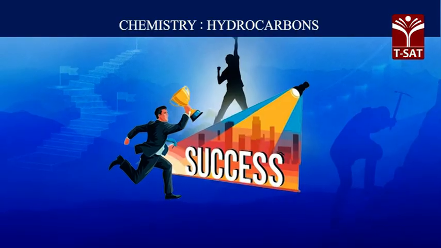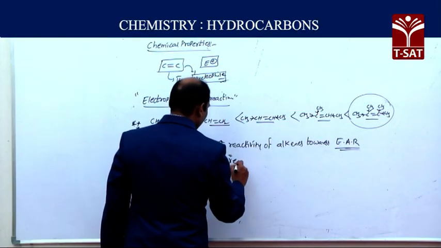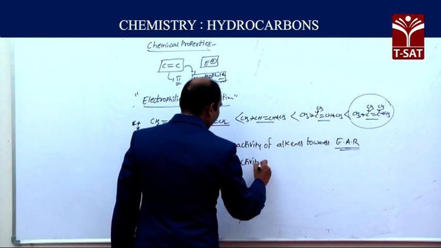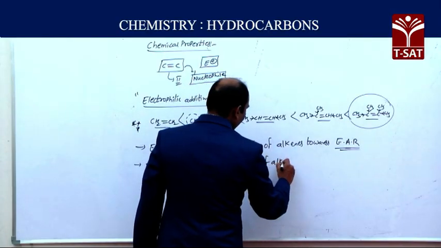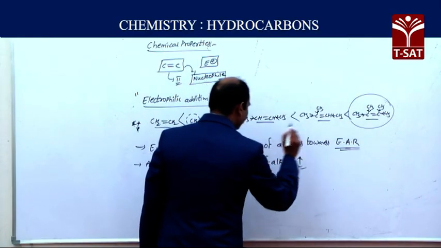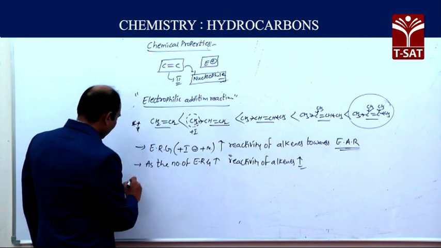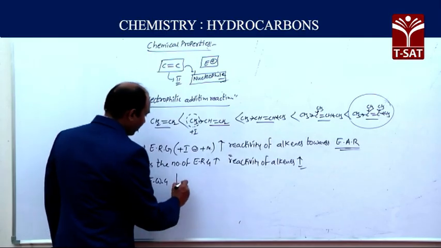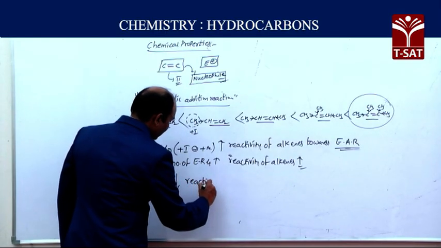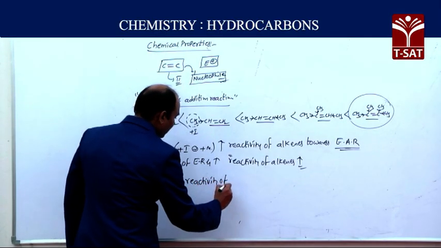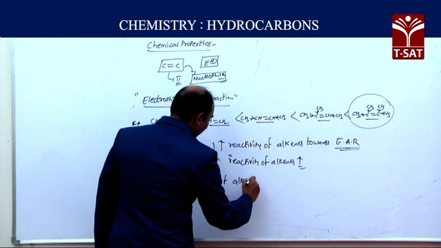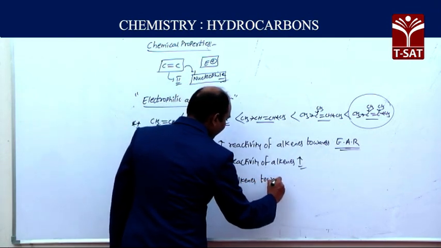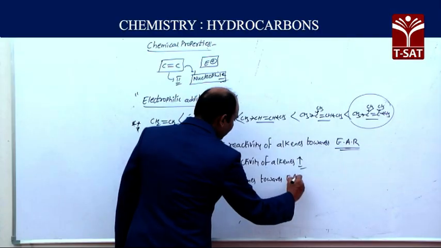And next one, reactivity of alkenes increases. And next, electron withdrawing groups decrease the reactivity of alkenes towards electrophilic addition reactions.